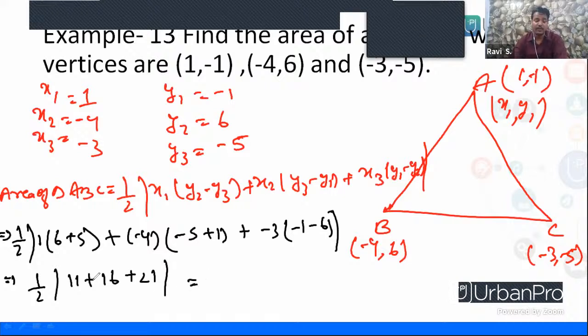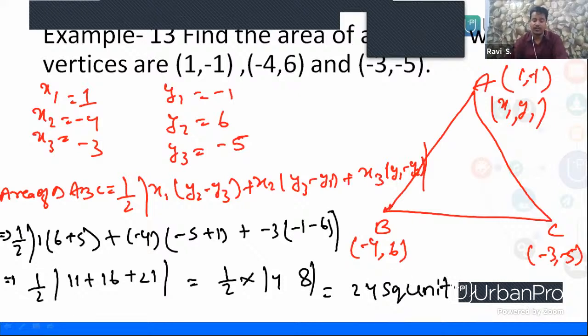Okay. Now add them all. You will get here 1/2 into how much? See, 11 plus 16 is 27, 27 plus 21 is 48. Okay. So 48. Now you write here, 48 divided by 2 will give you 24. You know area is in square, so 24 square units. Okay, guys, this is how you will find out the area.